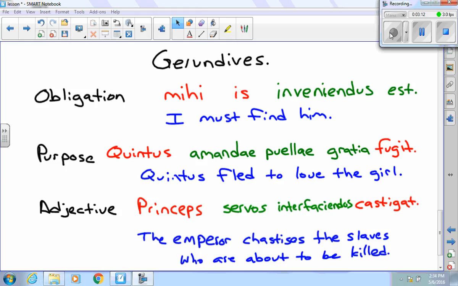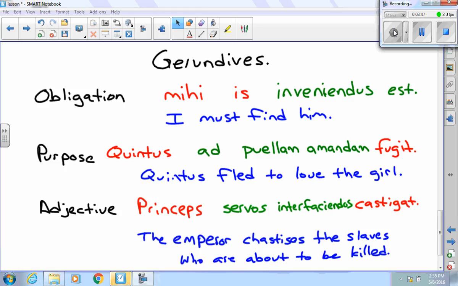Purpose clause. With the gerundive, I can use it for purpose. I can say Quintus amandae puellae gratia fugit. Quintus fled to love the girl. Couple of ways I can do this. I can use the genitive, amandae puellae, and gratia to create the purpose, or I can change that gratia to causa. Same thing happens. Genitive plus causa. Quintus fled to love the girl. I can also change it to accusative if I use ad. Ad plus the accusative. Same translation. Quintus fled to love the girl. If I use the causa, the gratia, or the ad plus the accusative, I'm going to get the same translation.